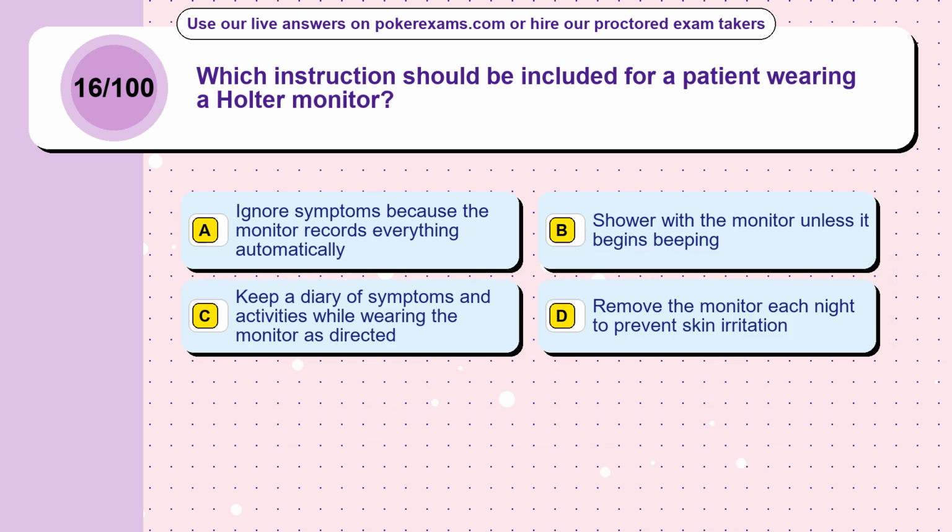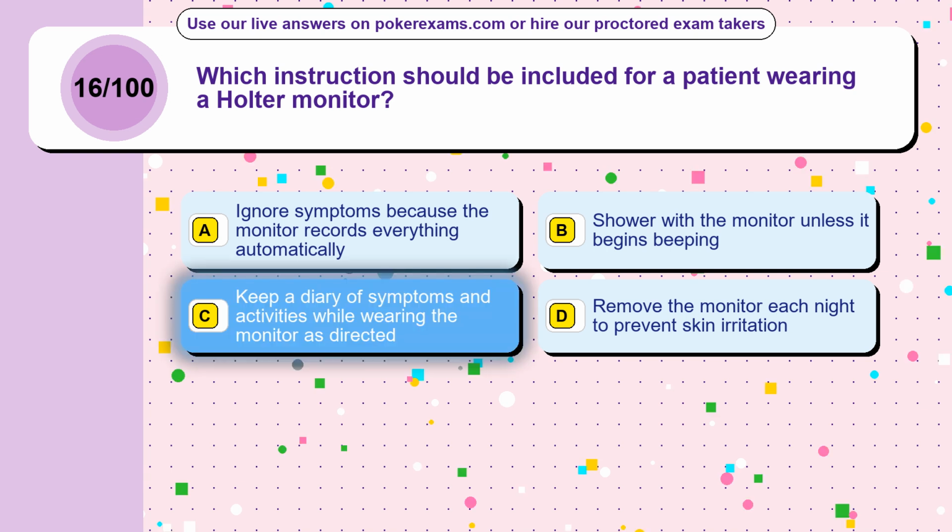Question 16. Which instruction should be included for a patient wearing a Holter monitor? Option A. Ignore symptoms because the monitor records everything automatically. Option B. Shower with the monitor unless it begins beeping. Option C. Keep a diary of symptoms and activities while wearing the monitor as directed. Option D. Remove the monitor each night to prevent skin irritation.